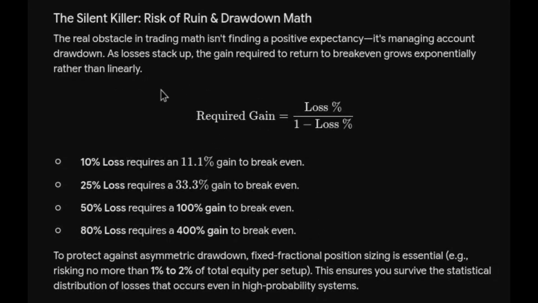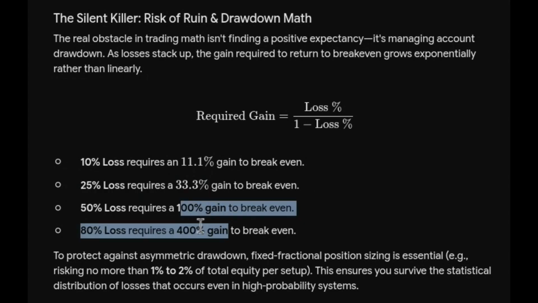So risk of ruin is very important. This is something that other people do not teach. This is why it's very, very, very important to risk no more than 1 to 2% of your equity per setup, especially if you're a beginner, or risk less, because this can happen. You do not want to have to gain 33% back or 100% back or even 400% back.